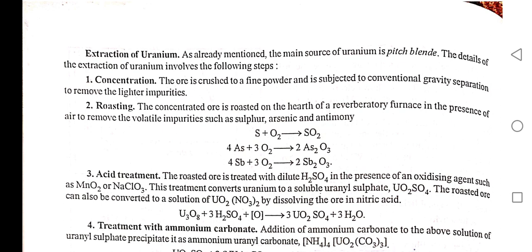Second is the roasting. The concentrated ore is roasted on the hearth of a rotary furnace in the presence of air to remove the volatile impurities such as sulfur, arsenic, and antimony.